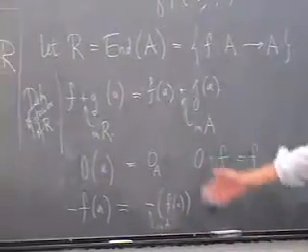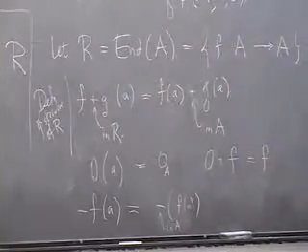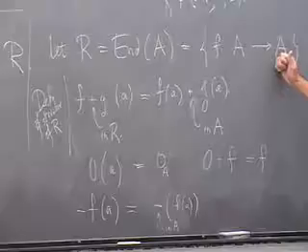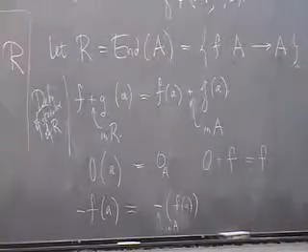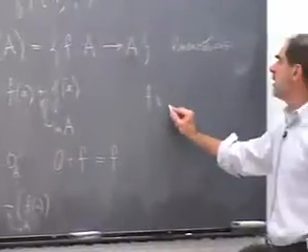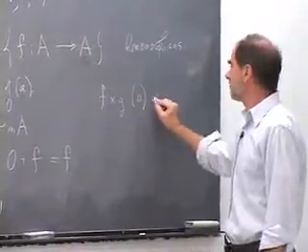So there's the addition law in this ring. Kind of nutty, but there it is. It's just using nothing but the addition law on A. Okay, now how about the multiplication law? What's F times G of A?